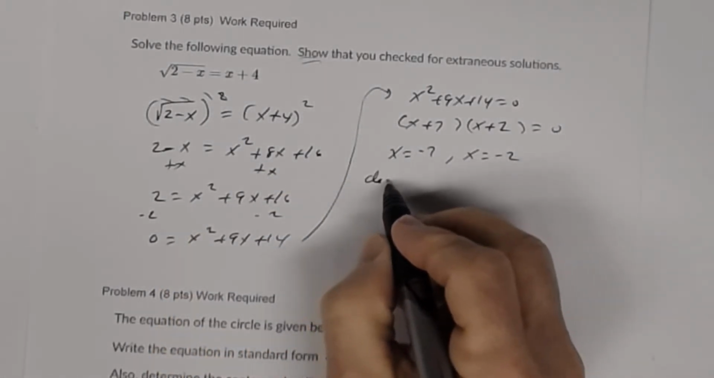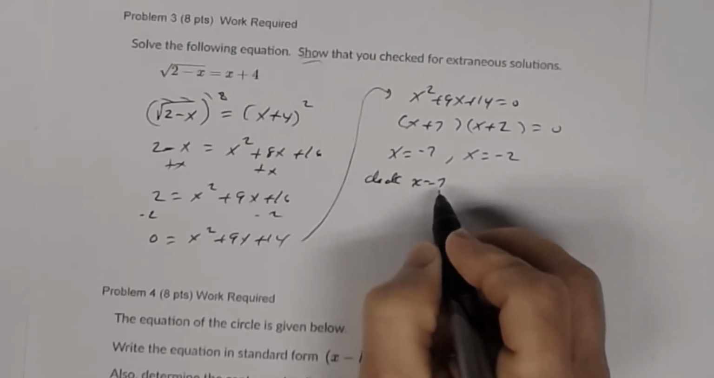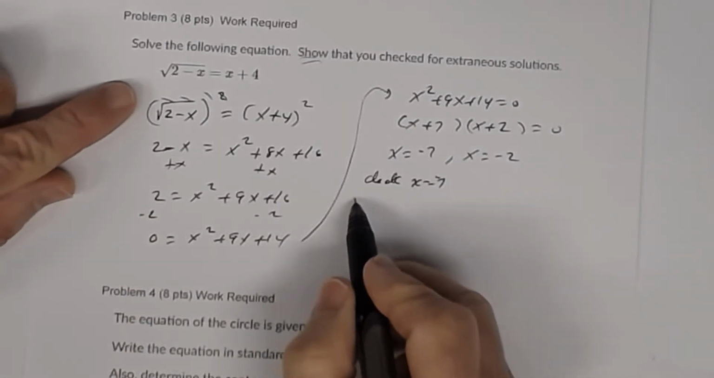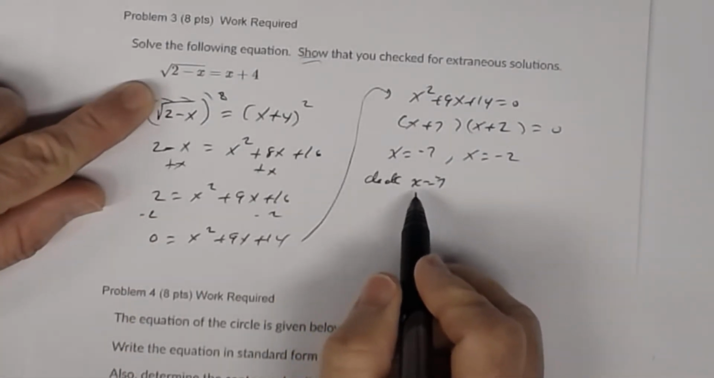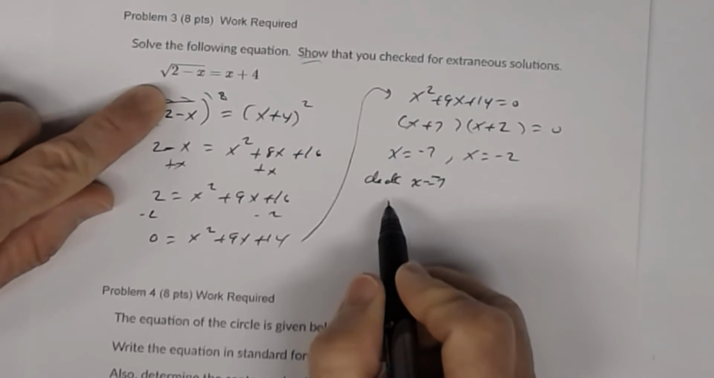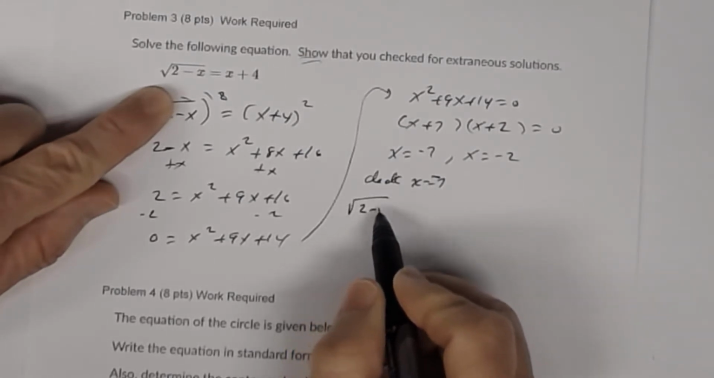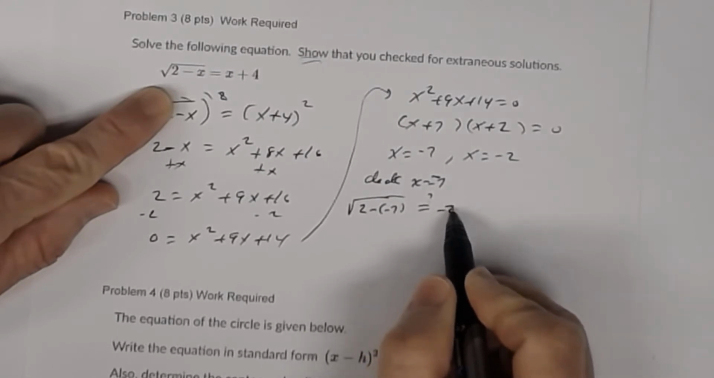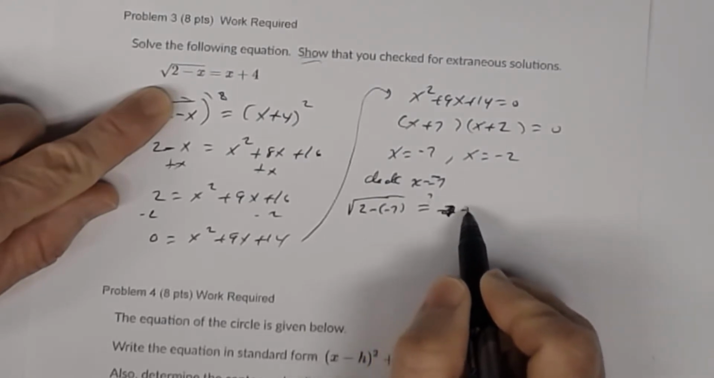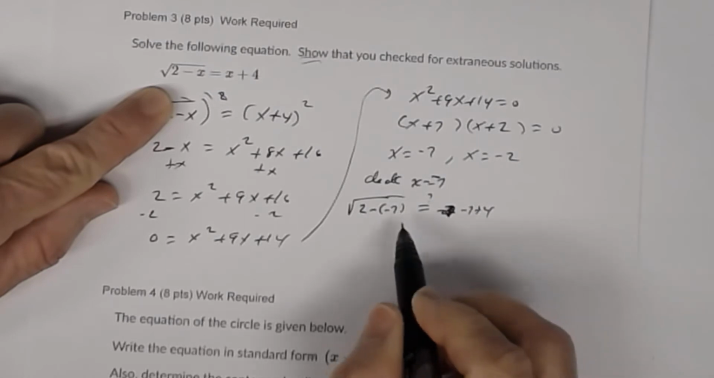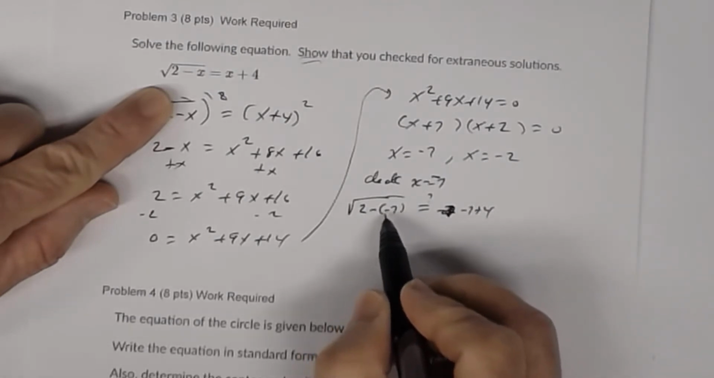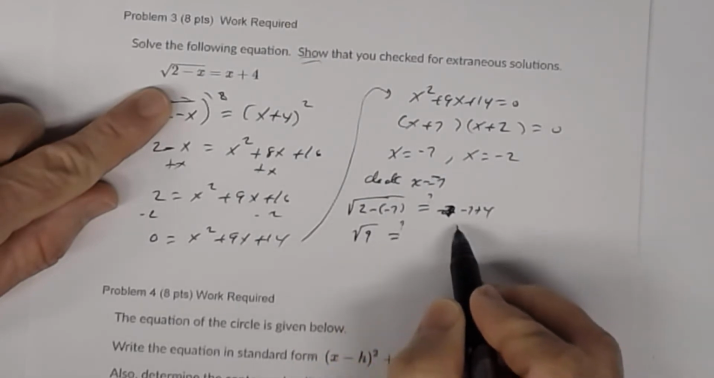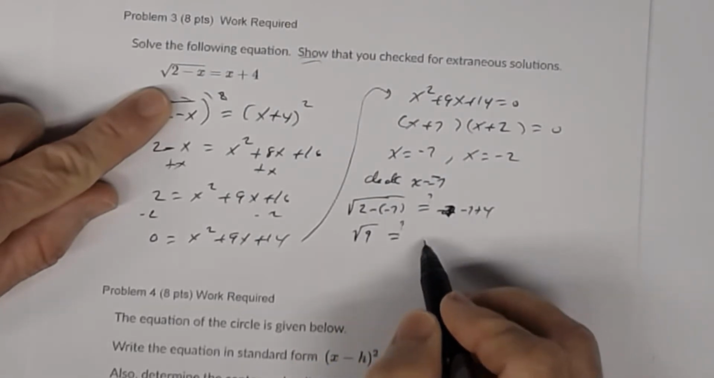All right, so let's check x equals negative 7. Go back to the original, and where we see the variable x, you've got to substitute negative 7. So I get the square root of 2 minus a negative 7, and I want to see if that's going to equal negative 7 plus 4. Well, 2 minus a negative 7 is a positive 9, so this becomes the square root of 9. On this side, negative 7 plus 4 is a negative 3.